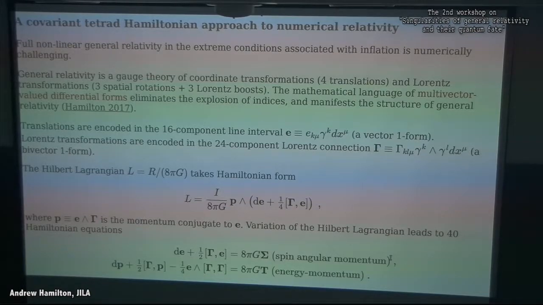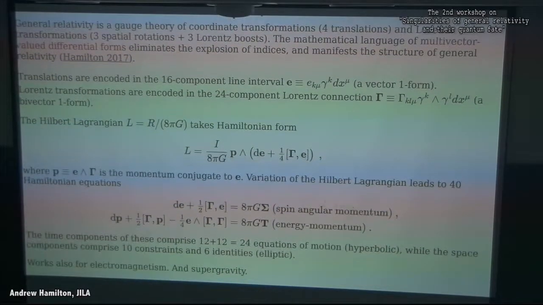The practical method that I used was based on the mathematical language of multi-vector valued differential forms. In those, the system is defined by a 16-component line interval. That E here is the 4x4 Vierbein matrix. This is the 16-component line interval. And then there's a Lorentz connection with a bivector 1-form. The Hilbert-Lagrangian takes this Hamiltonian form, and then Hamilton's equations, 40 of them, comprise evolution equations for the line interval and the momentum conjugate to that.